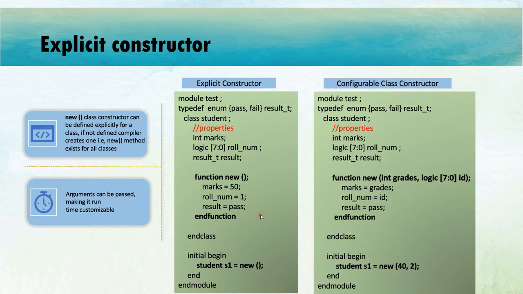Now, we can also configure our property values while initializing. How can we do that? This can be done by passing arguments in the new function. So while calling the new function, we can provide the values with which we want to initialize our properties. Here, whenever I am calling the new function, I have passed 40 as the grade and 2 for id. So marks will be initialized with 40 and roll number will be initialized with 2, thus making our constructor runtime customizable.